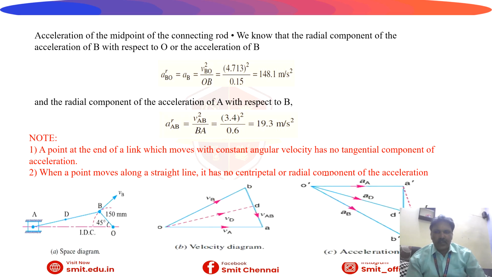In this acceleration diagram, we can see the basic diagram, the radial component we have to mention over here. With the help of these two dimensions, we have to draw the parallel line and the perpendicular line. Closing side, we will get the acceleration of the line. That is AB, AD, and A of A.